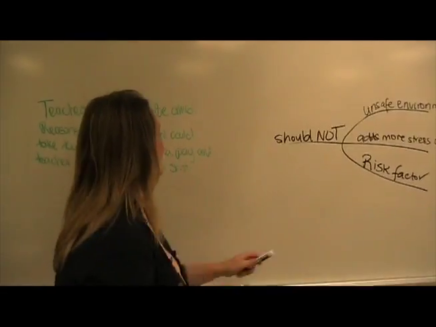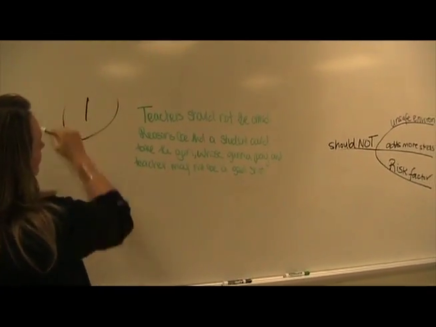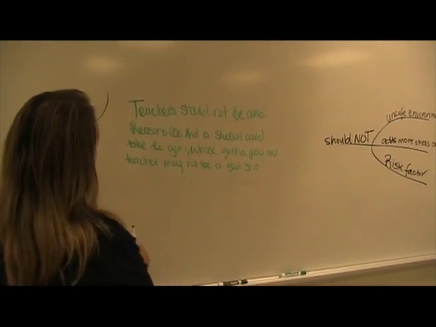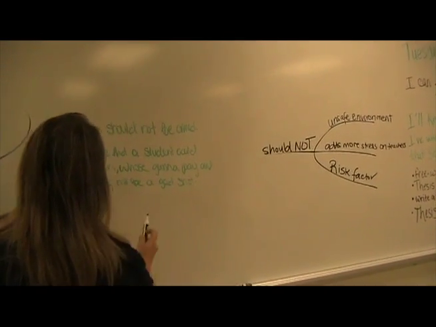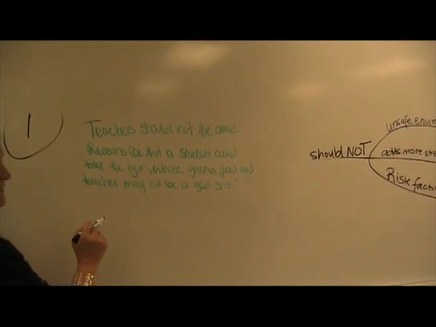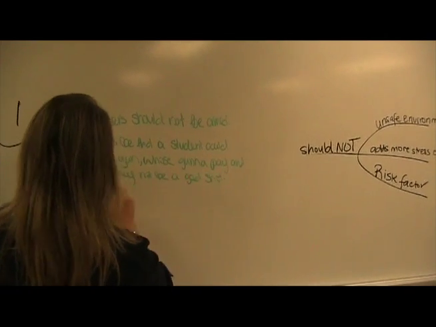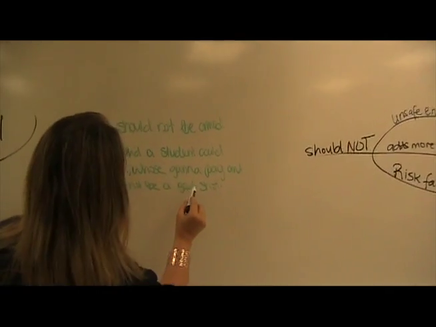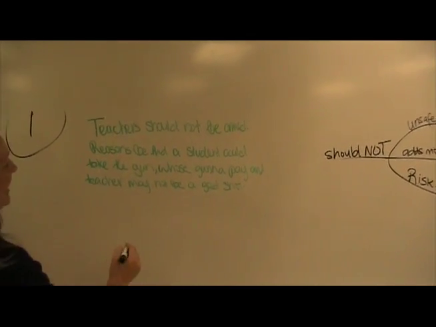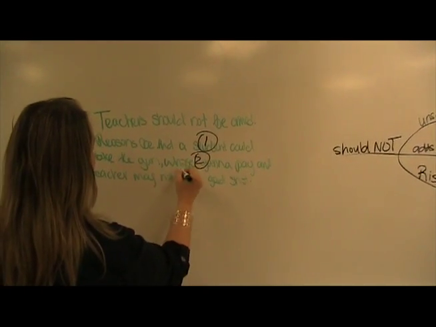Okay, here we go, guys. We're going to take a look and see what we have. All right, so team 1 over here. Teachers should not be armed. So that's your clear opinion. Reasons are that a student council... Is that my timer? You still have the element. Okay. Reasons are that a student could take the gun, who's gonna pay, and teacher may not be a good shot. Okay, so we have reason number 1, reason number 2, reason number 3.